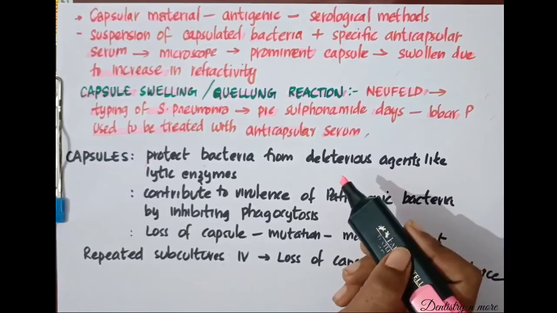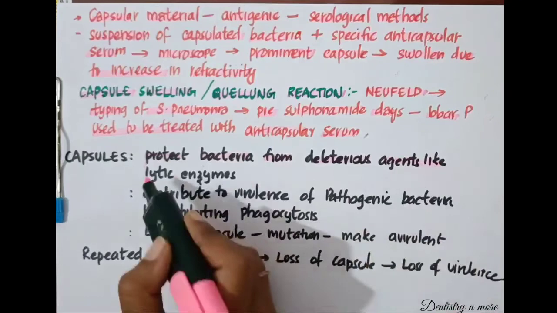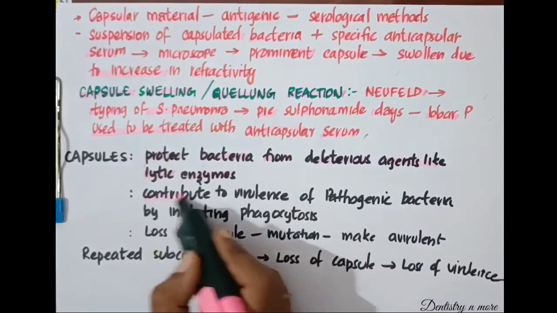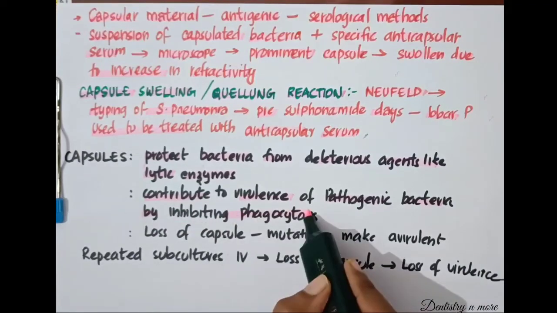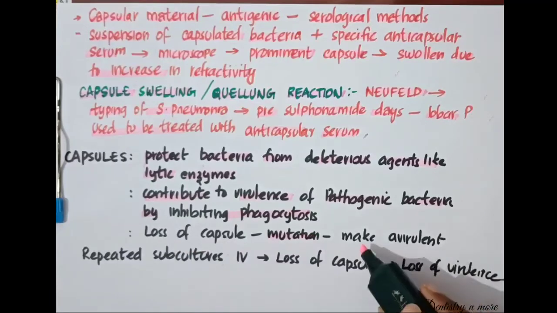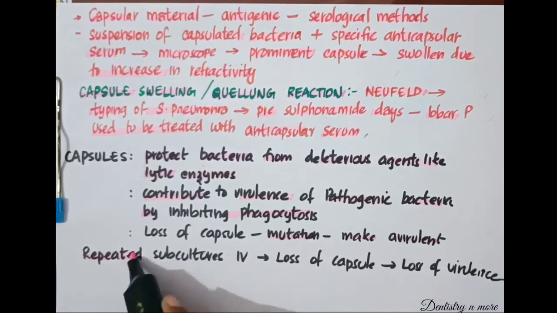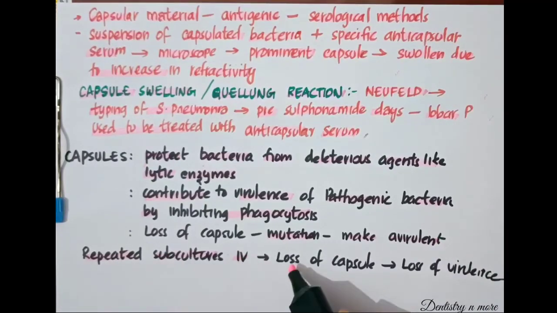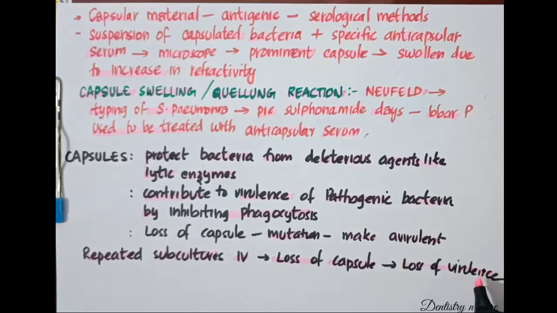Next, what are the functions of capsules? It protects bacteria from deleterious agents like lytic enzymes, and it contributes to the virulence of pathogenic bacteria by inhibiting phagocytosis. If the capsule is lost by mutation, it will make the bacteria avirulent. And also, repeated subcultures in vitro will make the capsule lost, and thereby the virulence of the bacteria will be lost. That's all about bacterial capsule. Thank you.